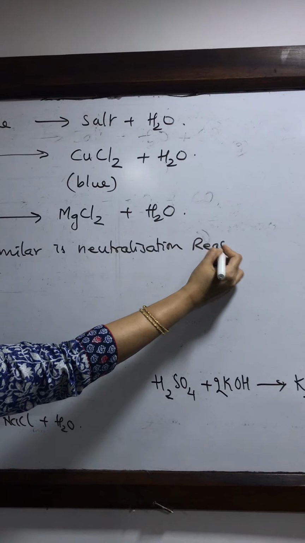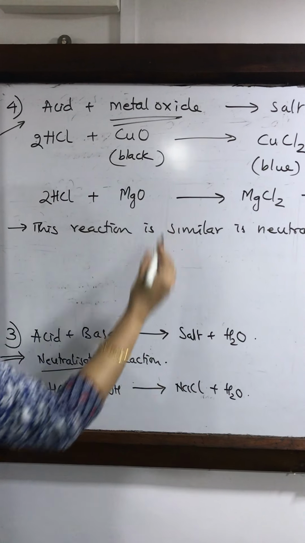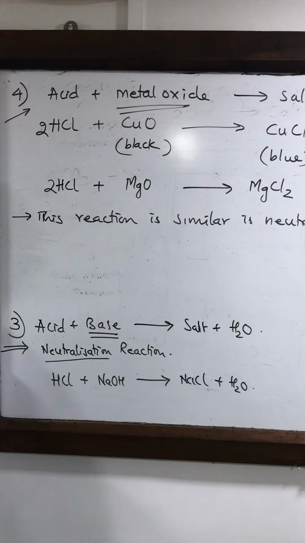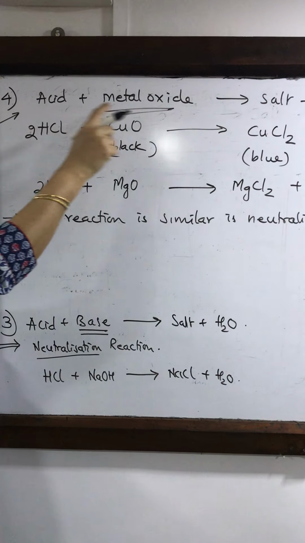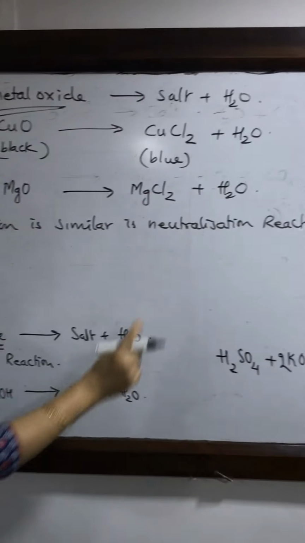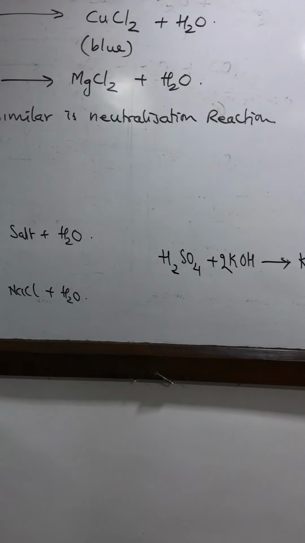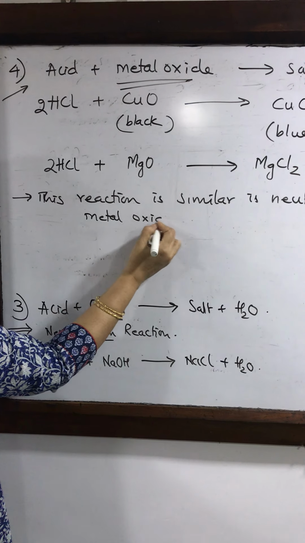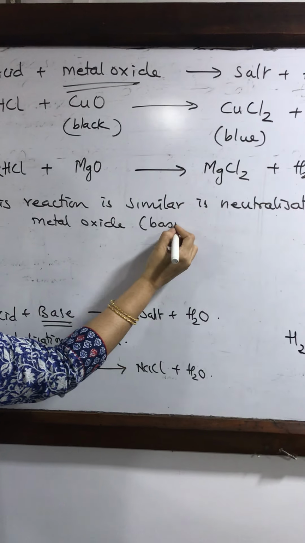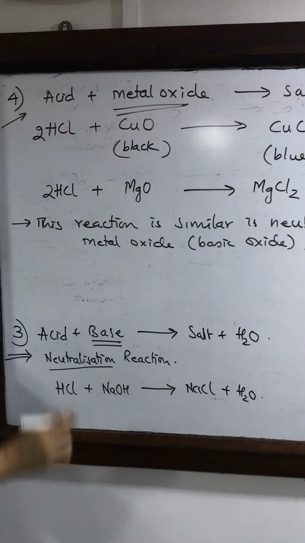And since this reaction shows similarity to neutralization reactions, we can say that metal oxides are basic in nature. That is because metal oxide will react with acid to form salt and water, like in a neutralization reaction. So always remember, metal oxides are basic oxides. That means they will turn litmus blue.